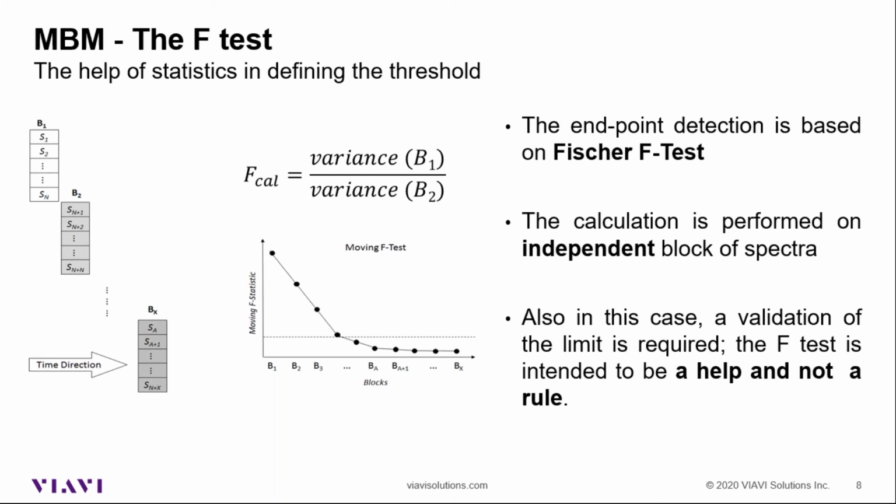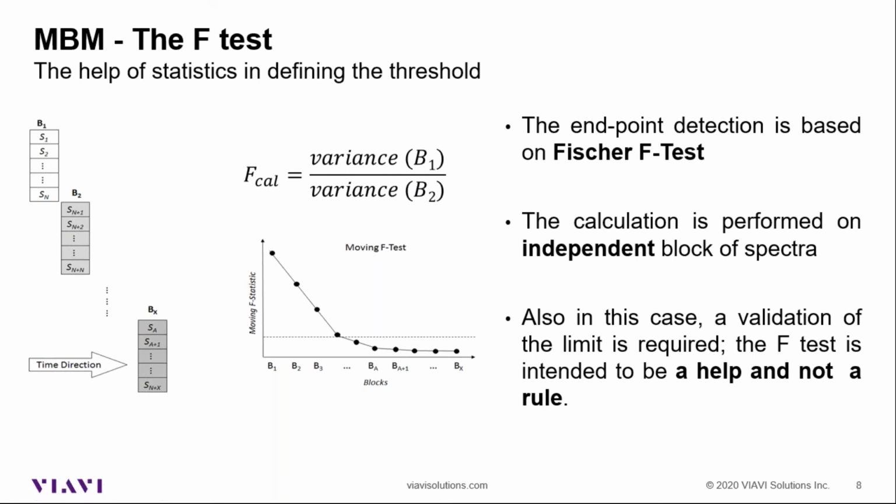So you can see in the slide here that the blocks are not contiguous. So I'm not changing just one spectrum inside the block for each acquisition. But in this case, for performing the F-test, I need independent blocks. So it means that the first, for example, 5 spectra are used for calculating the variance of the first block. And then for spectrum number 6 until spectrum number 10, I will create the second block and I will calculate the variance of the second block here. And then I can compare the variance of block 1 and the variance of block 2.